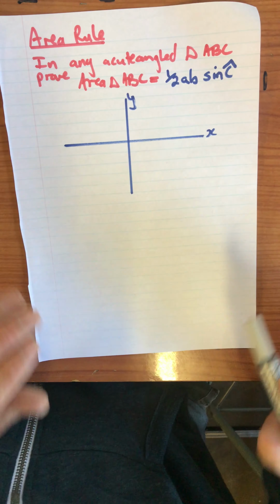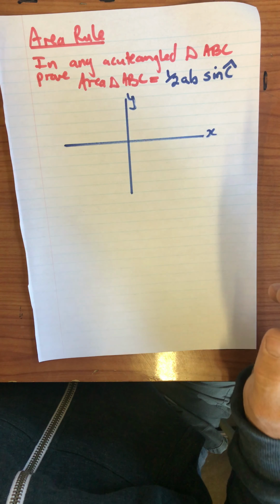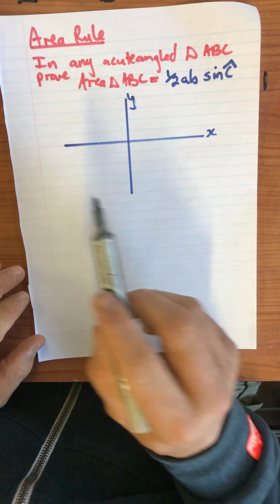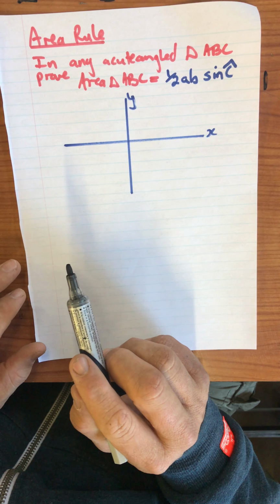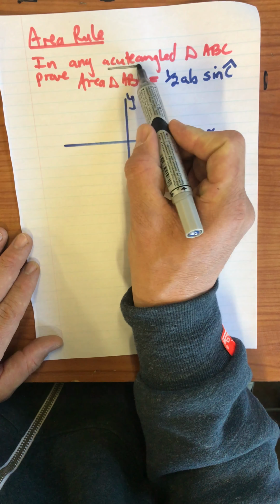Good morning, grade 11s. Welcome back. We are now going to prove one of your first trig rules for grade 11, and that is the area rule. The question can either be asked to prove an acute case or an obtuse case. We're going to start off first with an acute angled triangle.